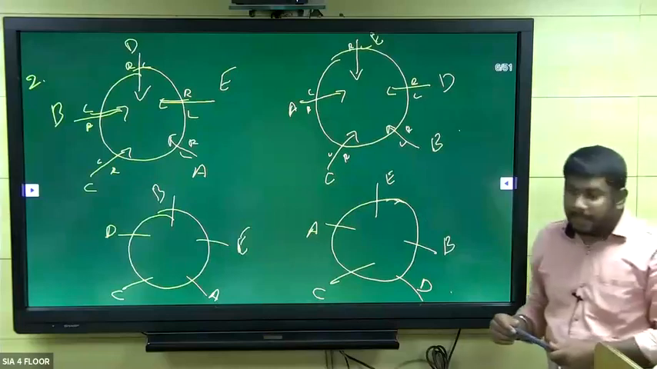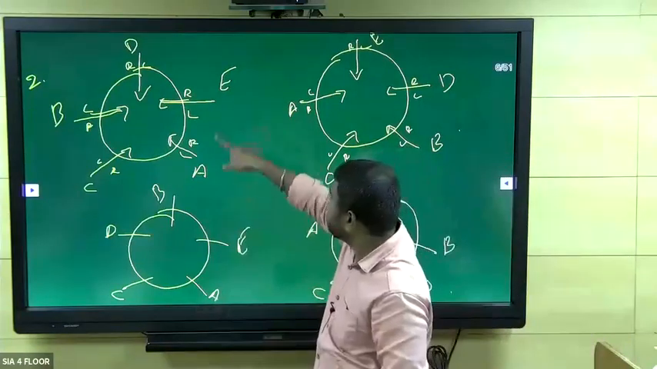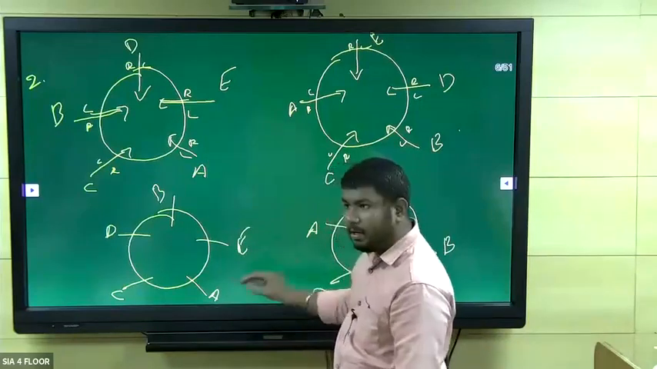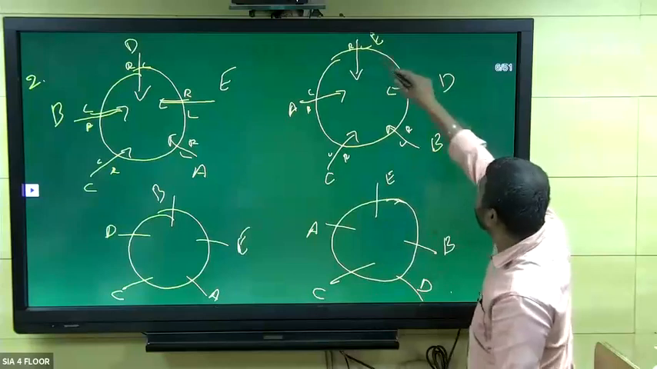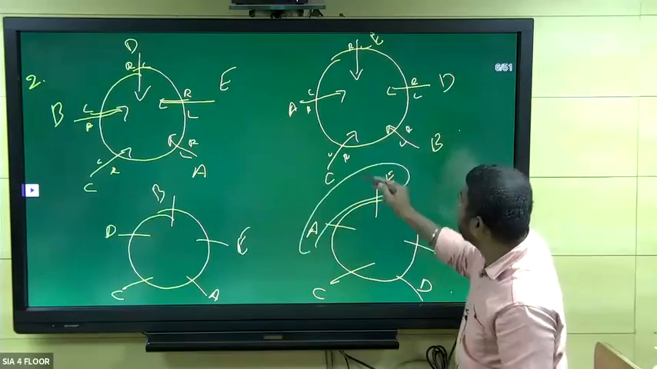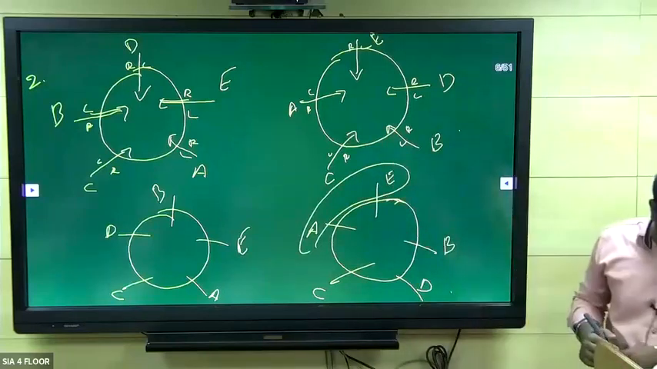Second one, E is seated next to A. Listen here. Yes, E and A are neighbors. Here also, E and A are neighbors. Yes, here also, and here also. In all the 4, E and A are neighbors. So the second one is also correct.